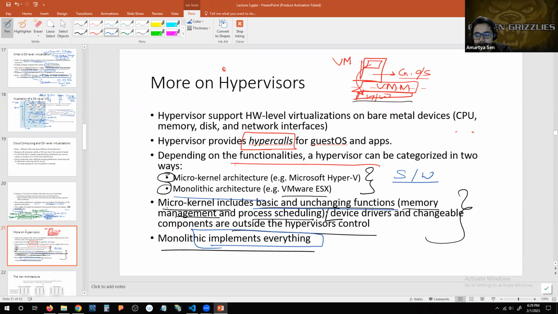Now the question is, if the microkernel architecture is only responsible for unchangeable and basic functions, such as memory management or scheduling of the processes, when are these processes going to get what type of resources, then who is responsible for managing the device drivers? That is an important thought you should have at this point. Monolithic implements everything, no problem. Whatever functionality needs to be dispensed will be done by the hypervisor itself. You don't have to worry about who executes what responsibility. But since here there is a division of responsibilities, and the microkernel hypervisor is only responsible for part of the operations, the immediate question that should follow is: who is then in charge of managing the device drivers or the underlying system resources?